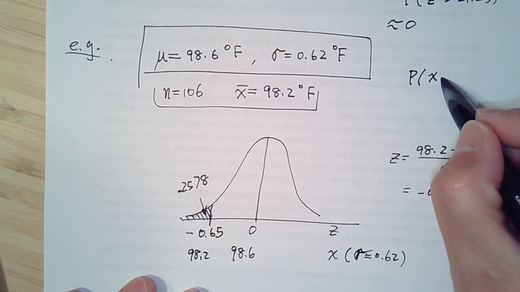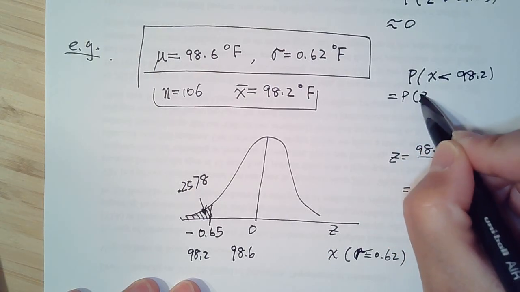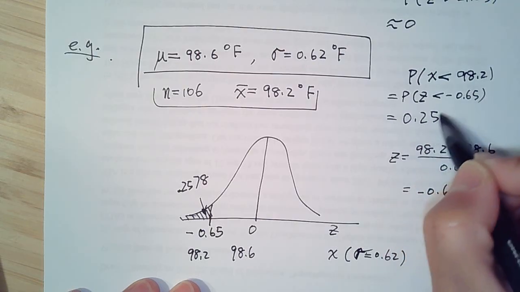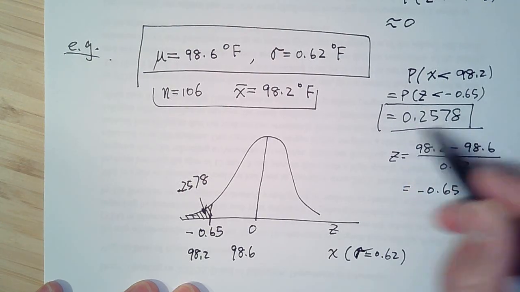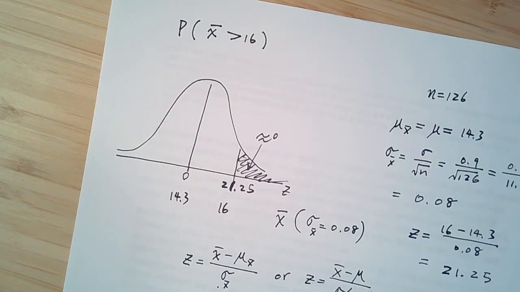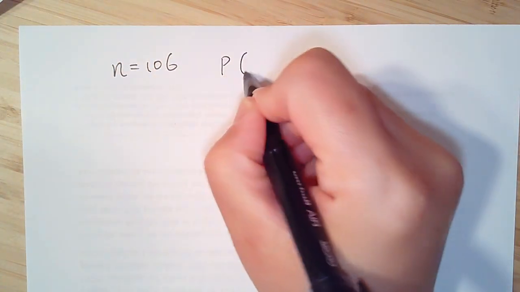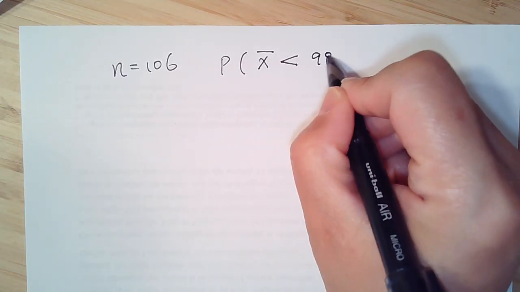So the probability that you randomly select one person whose temperature is as low as 98.2, which is the same as Z less than negative 0.65, is 0.2578. It's about a 25 to 26% chance. So there's a pretty good chance that you have one person's temperature as low as 98.2 or less. But what about this 106? Remember, n is 106. What is the probability that this average is less than 98.2?